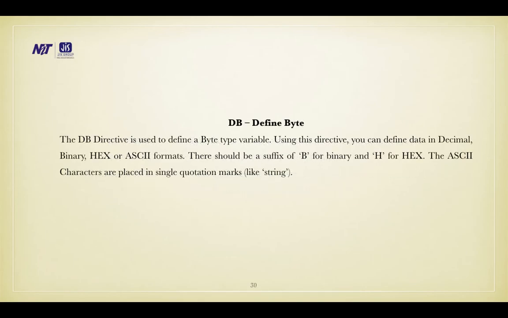DB, define byte. The DB directive is used to define a byte type variable. Using this directive, you can define data in decimal, binary, hex or ASCII formats. There should be a suffix of B for binary, H for hex. The ASCII characters are placed in single quotation marks like a string.